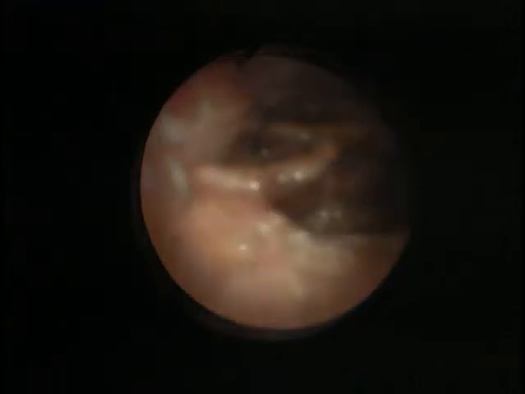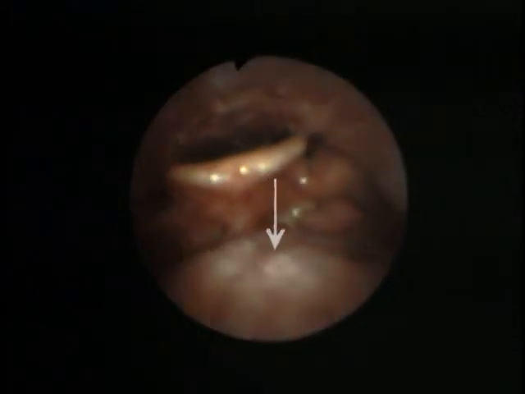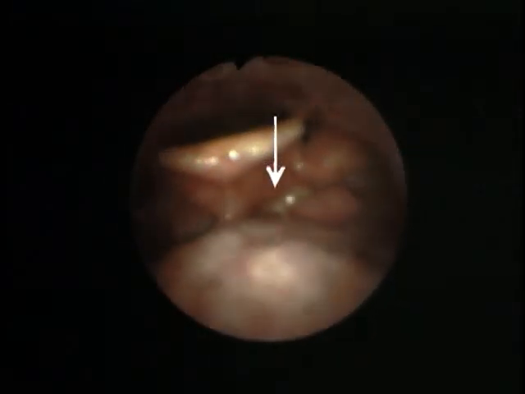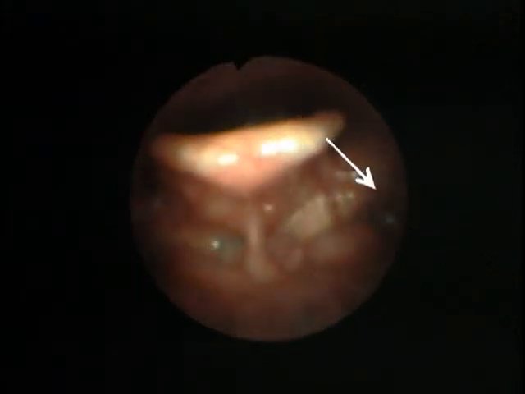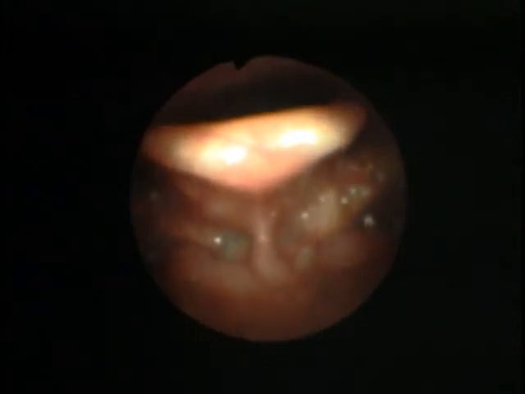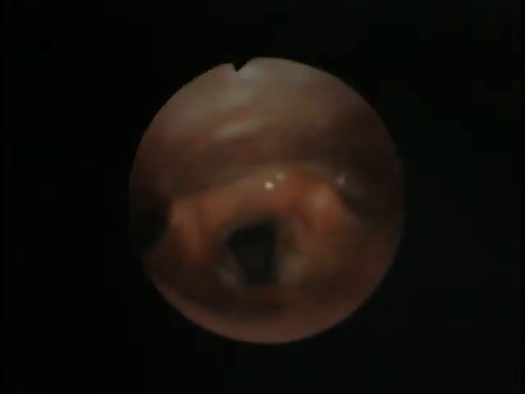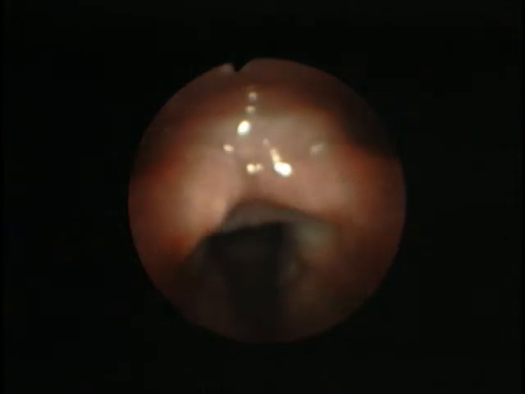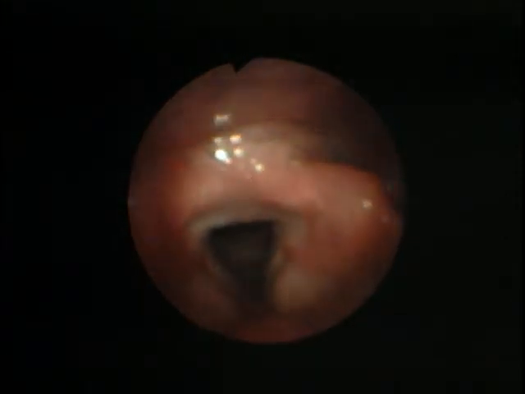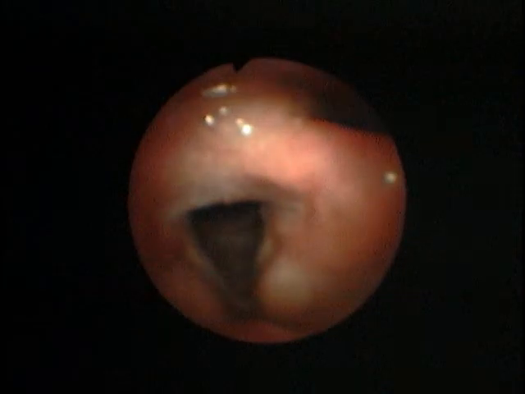Inspect the key structures of the oropharynx, including the base of the tongue, the vallecula, and the posterior aspect of the tonsils. Having a patient extend their tongue out of their mouth allows one to visualize the vallecula. After inspecting the oropharynx, carefully advance the scope into the hypopharynx, where one visualizes the laryngeal structures and vocal cords.